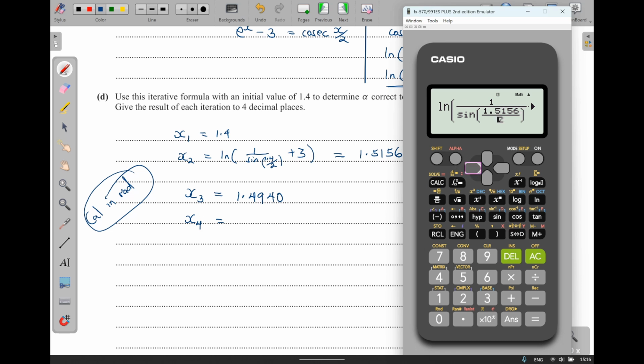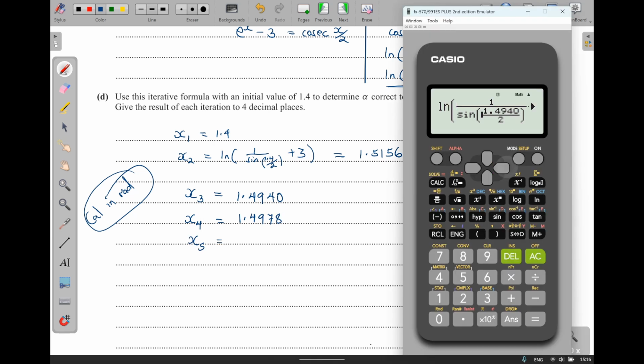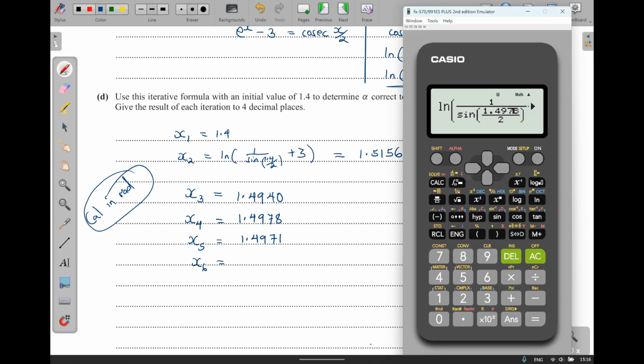Now put 1.4940. That is 1.49779, so it has to be 1.4978 to 4 decimal places. Then the next one, 1.4978, gives 1.4971. Let's try another one with 1.4971. We get 1.4972.